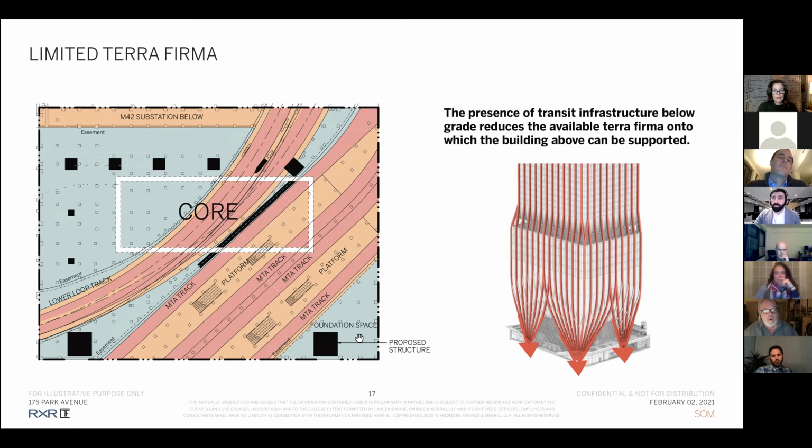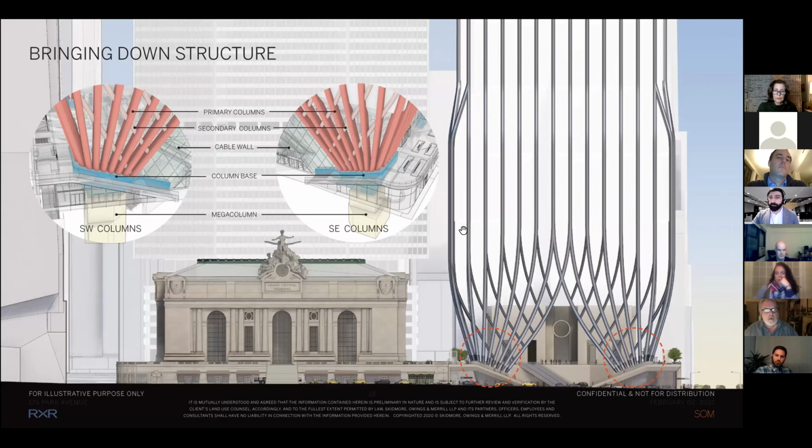And as you can see, we've identified two primary locations along 42nd Street. Those are the only points where you can really bring structure down to meet terra firma, so to meet bedrock, without interfering with the train tracks. On the right, you see how there's a desire for us to actually express that structure on the outside and really bundle it down in order to meet those strategic points. And so this becomes a primary feature of our building. The structural expression and the way that it meets the ground becomes a very important part of the building's design.